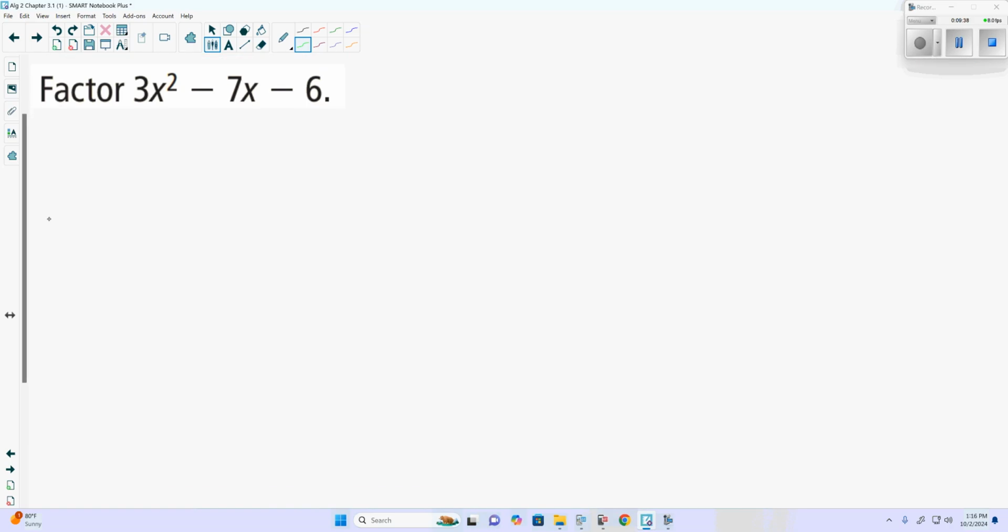Three x squared minus 7x minus 6. What's the greatest common factor? There's not one. 3x squared and 6 have one, but the 7 doesn't. Exactly. So, 2 sets of parentheses with 3 spaces. If the third term is positive, the signs are the same and match the sign of the middle term. If the third term is negative, the signs are opposite. Here, the sign of the third term is negative, so the signs are opposite. I could have put minus first and plus second, or plus first and minus second. It really doesn't matter.